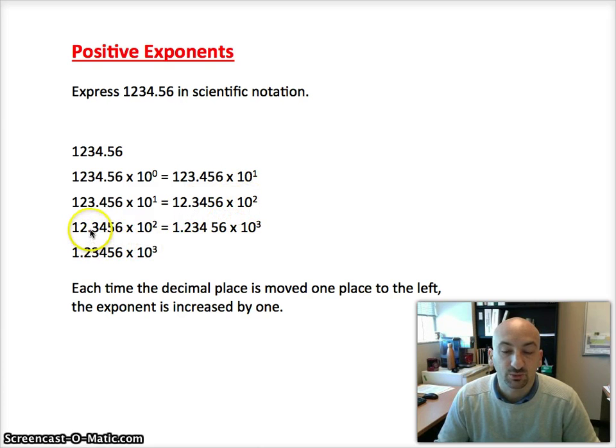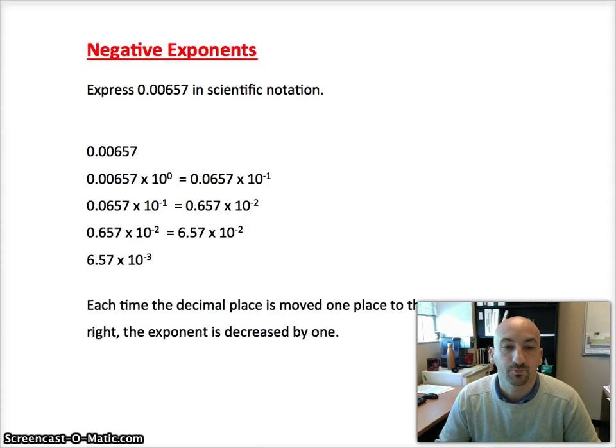We could also move that decimal a third time, in between the 1 and the 2, which leaves us 1.23456 times 10 to the third, which is equal to 1234.56. We've moved the decimal back to the left 3 spots to leave us with 1.23456, and since we moved it 3 times, it's times 10 to the third. Each time the decimal is moved 1 place to the left, the exponent is increased by 1.